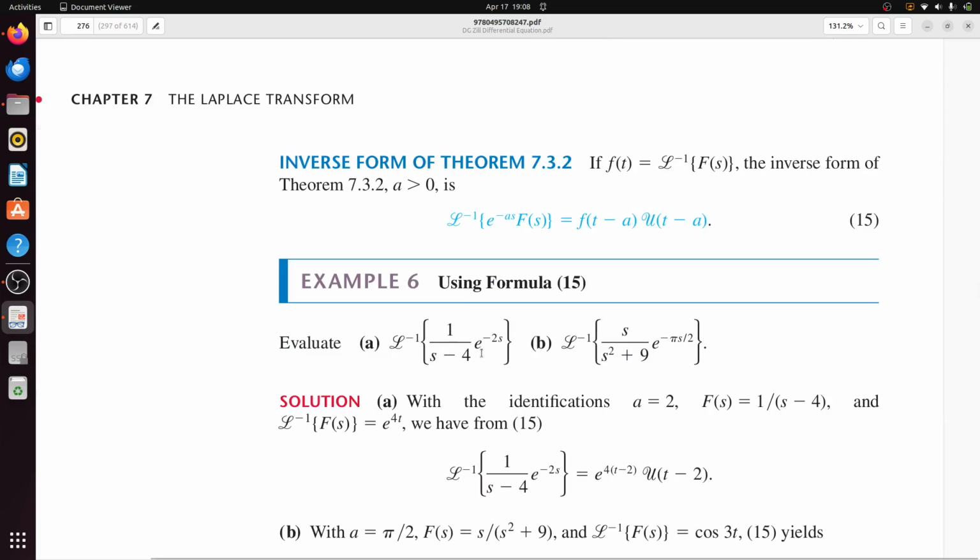So the inverse Laplace transformation will be u of t minus 2 into e to the power 4t. Sorry, 4 into t minus 2.